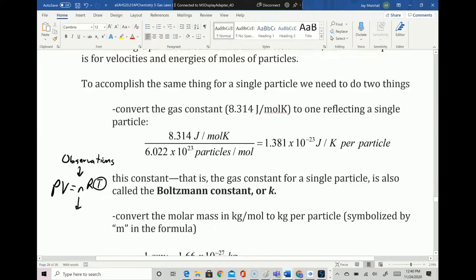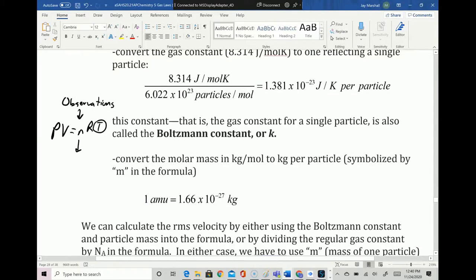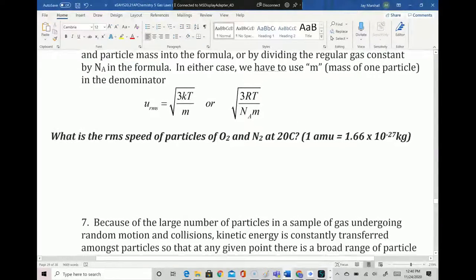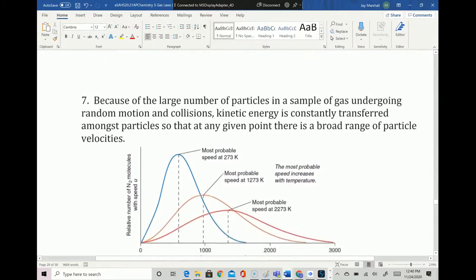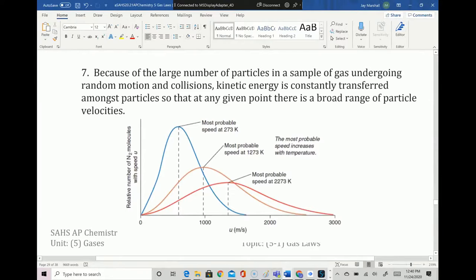And then we also talked about the need to be able to do that for one particle using the Boltzmann constant. And so we found out what the root mean speed of individual particles of these gases were at those temperatures as well. And the reason that we want to study this is because it helps us understand the nature of chemical reactions a little bit more. And we'll connect this later on to the kinetics of chemical reactions.